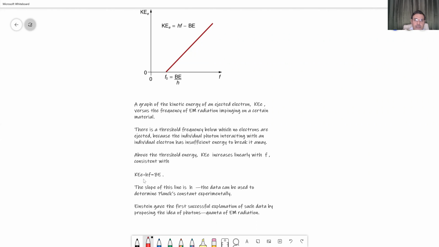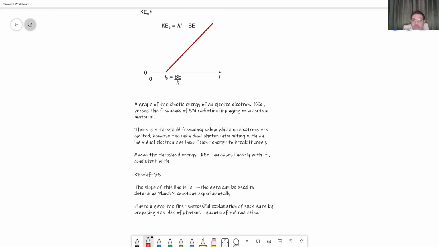Now, if we look at the elements of this equation, the left-hand side represents the kinetic energy of the electron. H is the Planck's constant. F is the frequency of light. And BE is the binding energy, or the threshold energy required to break the electron away from the metal surface. The slope of this line is H, and the data has been used to determine the Planck's constant experimentally.